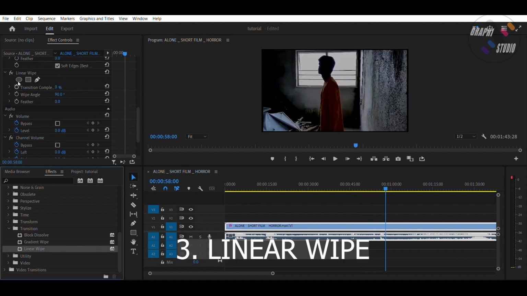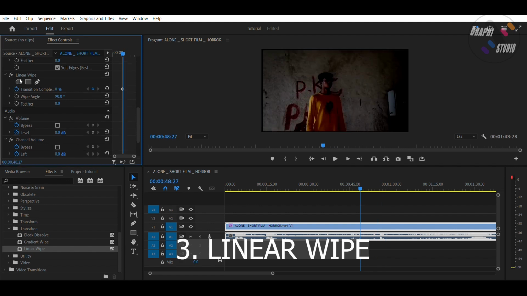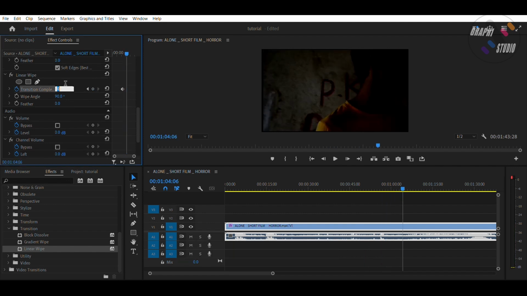The third one is linear white. The angle of transition has to be set in white angle.